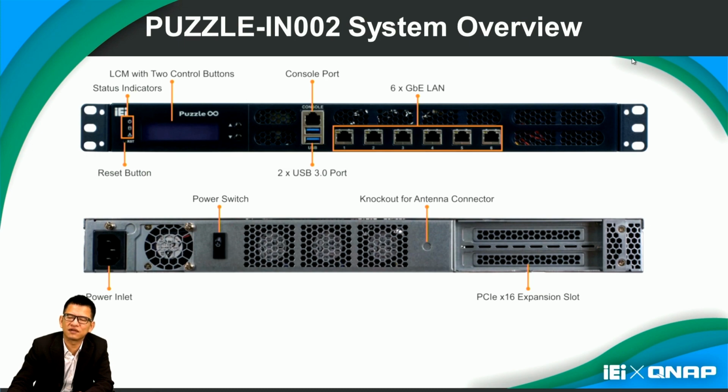So this is the outlook of PulZe IN002. It also supports indicators, LCM, console port, USB 3.0, and 6 ports of 1G Ethernet. And for the power supply, this is 250 watts, and here is a power switch. This system can also support antenna, and here is the standard PCIe slot.